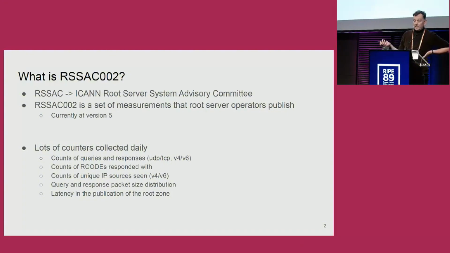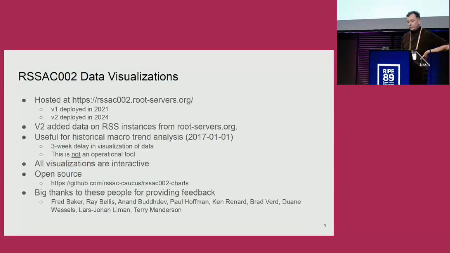Quickly, RSSAC stands for ICANN Root Server System Advisory Committee. They have a series of documents, 002, which is now on version 5. It's basically a specification for a bunch of counters that root server operators collect. You can see the counters listed there, and they roll over every day. And what's good with a bunch of counters and data if you can't make pretty graphs? So I thought, well, let's make some pretty charts.